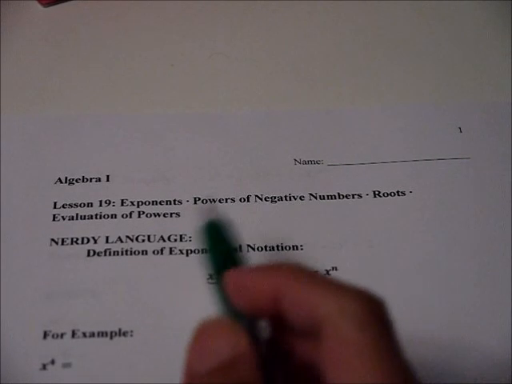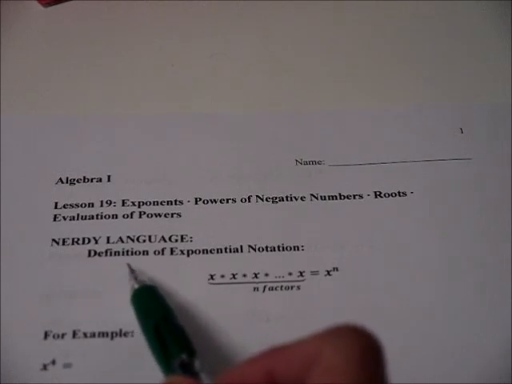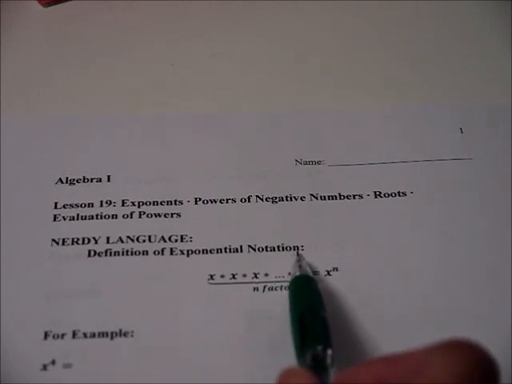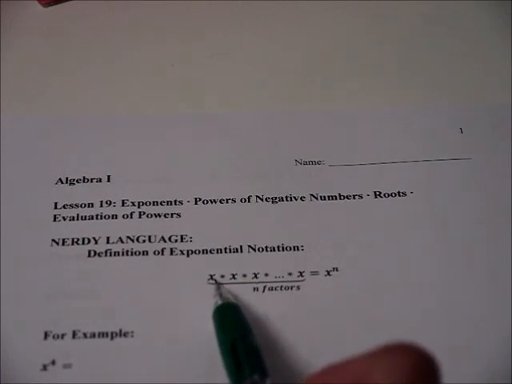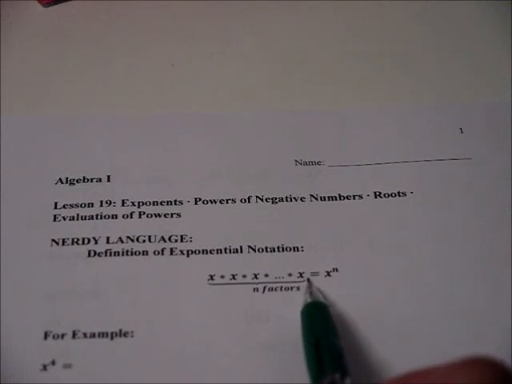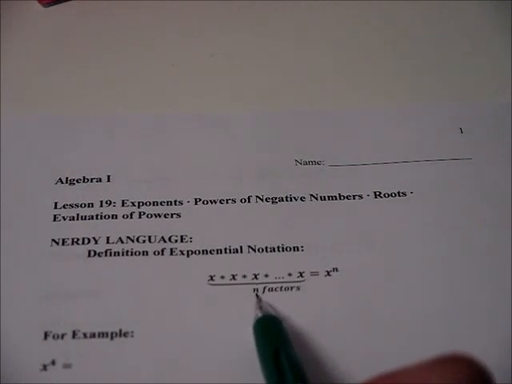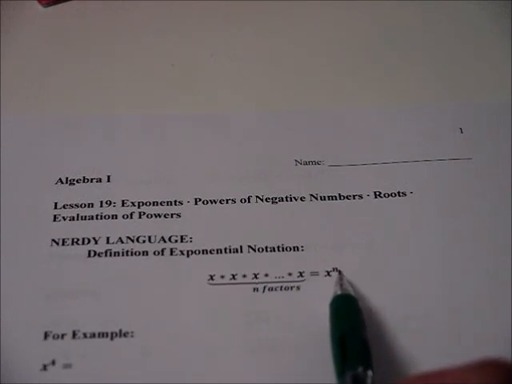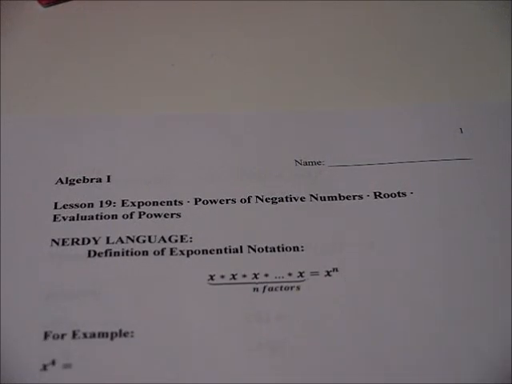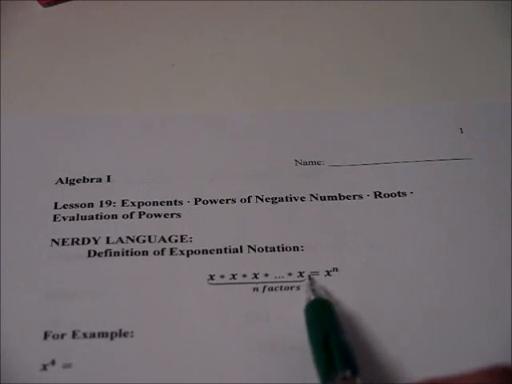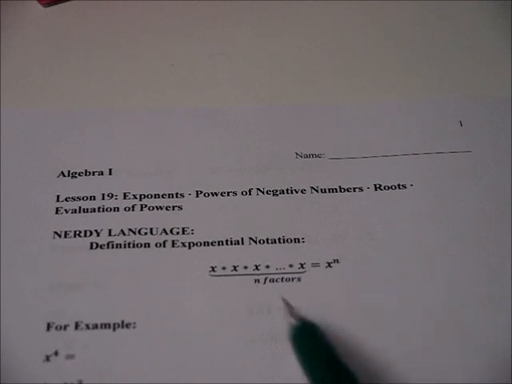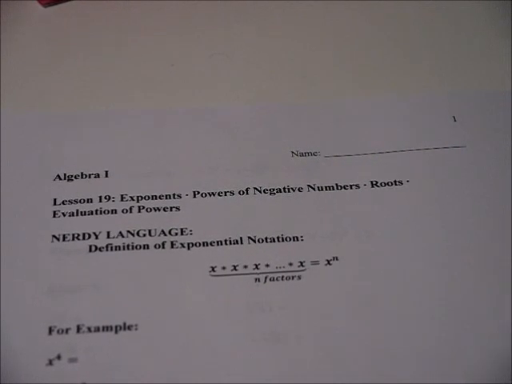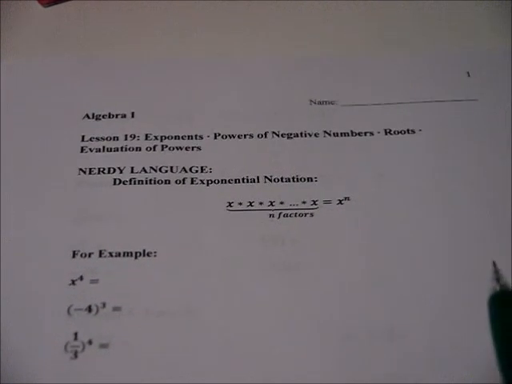This is nerdy language. This is how they define it. They said the definition of exponential notation means if you have a base or a variable, and there are n number of them. So if you had 3 of them, your exponent up here would be 3. In this case, we don't know how many we have, so they give it just a letter n. So this is like the technical version. Let's just talk about what that means.